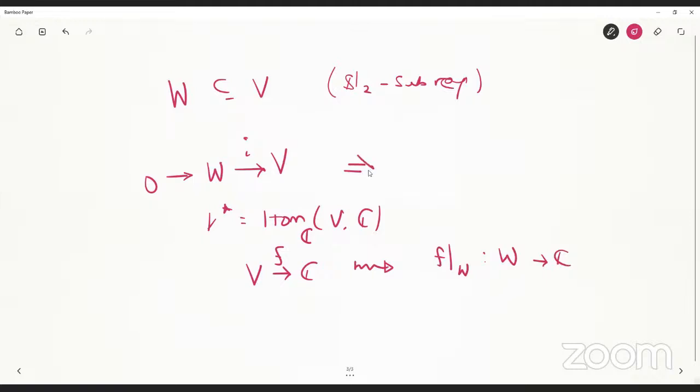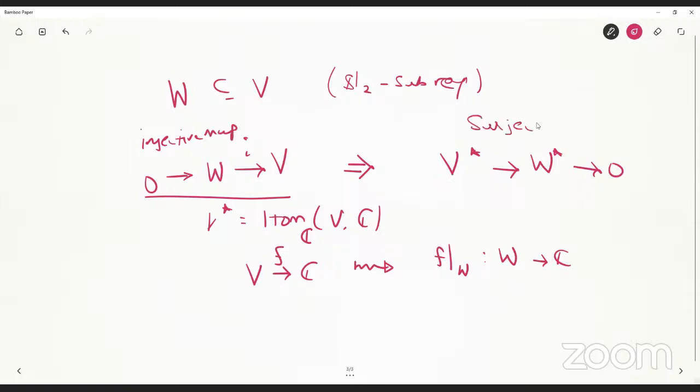So if I think about this map, then there is a map from V star to W star. Do you see this map? W to V is an injective map, and from V star to W star you have a surjective map. But we have already proved something: all finite dimensional representations of SL2C are completely reducible. That means any exact sequence is a split exact sequence. If I have W in V, and the quotient V mod W, then V is isomorphic to W direct sum V mod W.